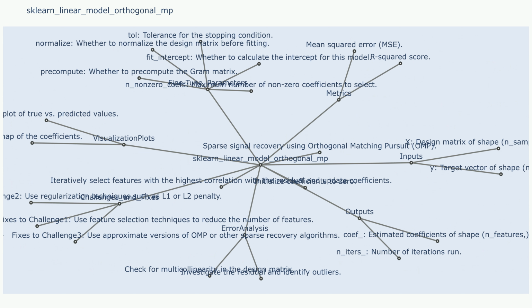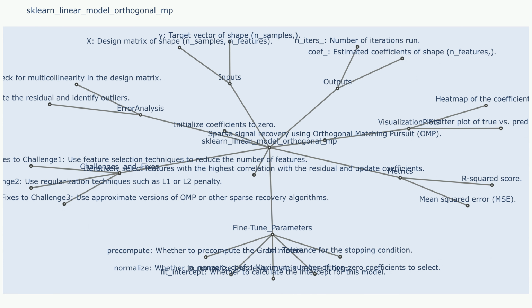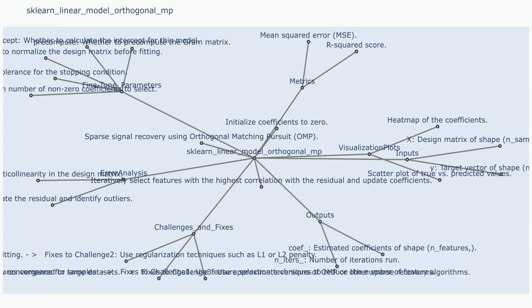Fine-tune parameters. n_nonzero_coefs: the maximum number of non-zero coefficients to allow in the solution. tol: the tolerance for the stopping criteria. precompute: whether to precompute the Gram matrix of the design matrix. Uncertainty methods. Bootstrapping: repeatedly sample with replacement from the data and fit the model to each sample to estimate the uncertainty in the coefficients.